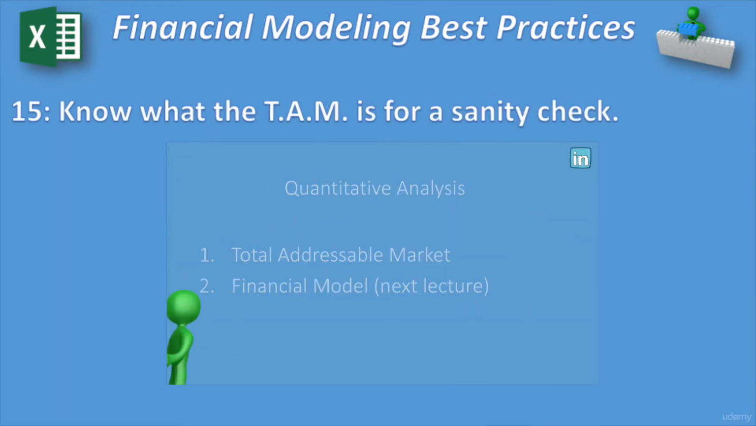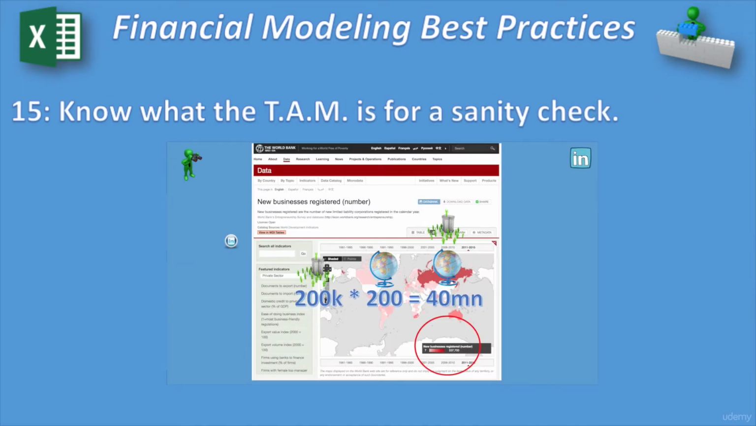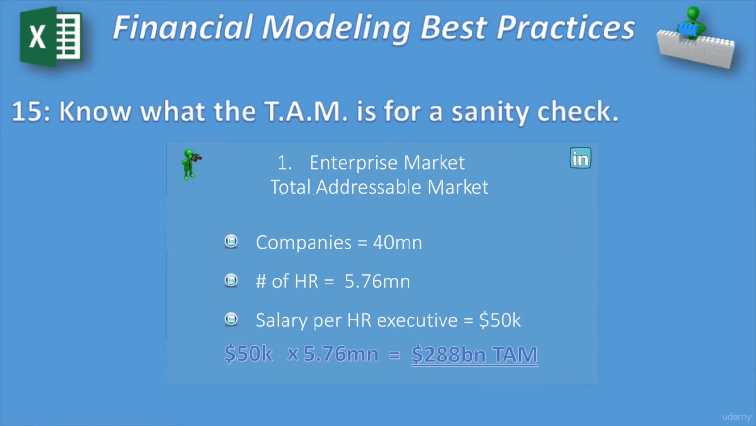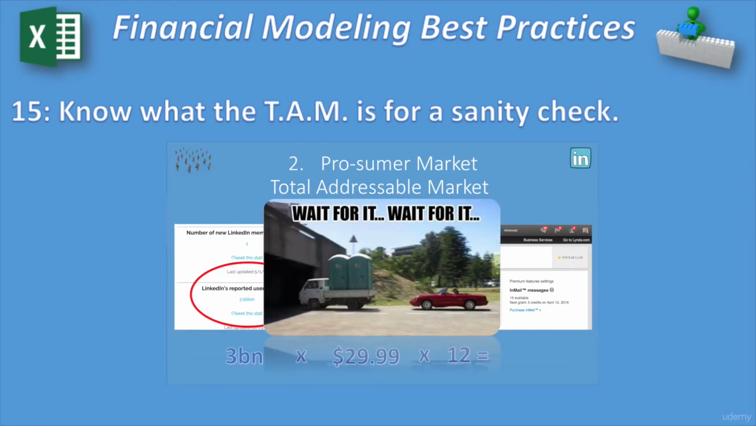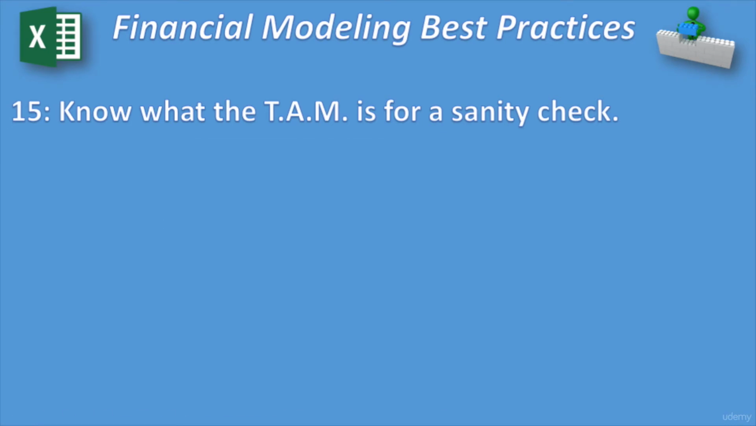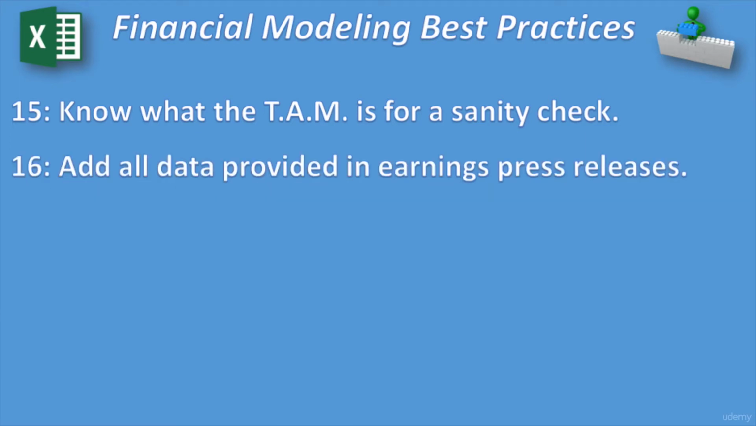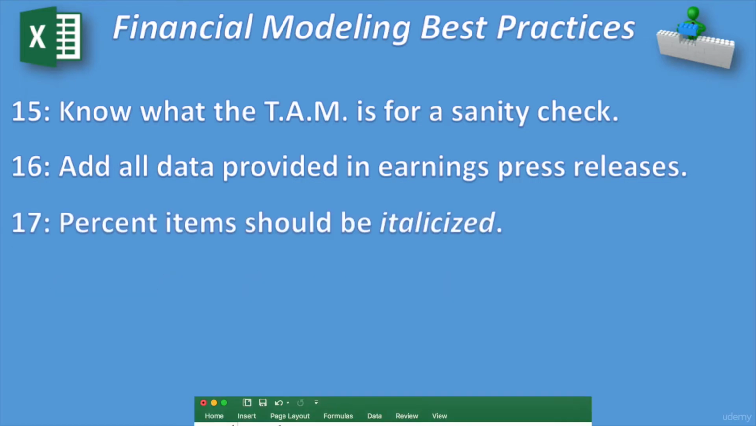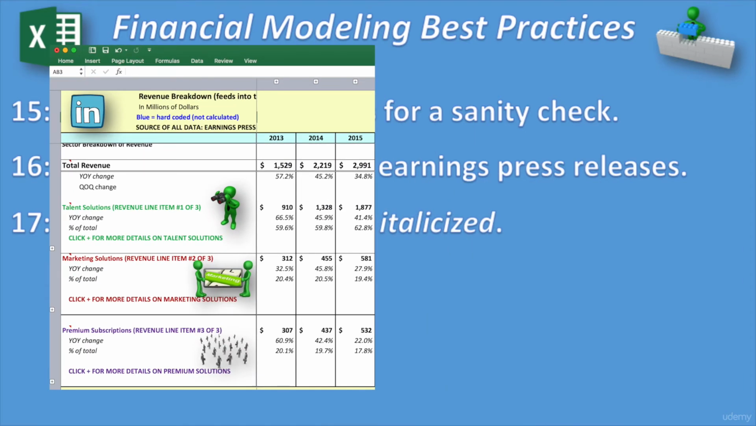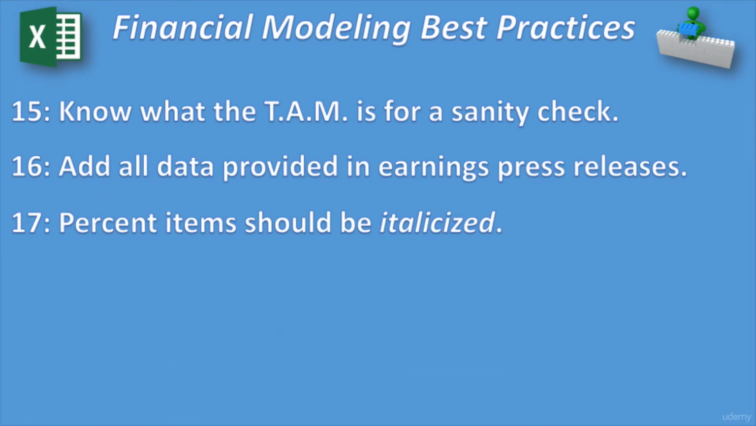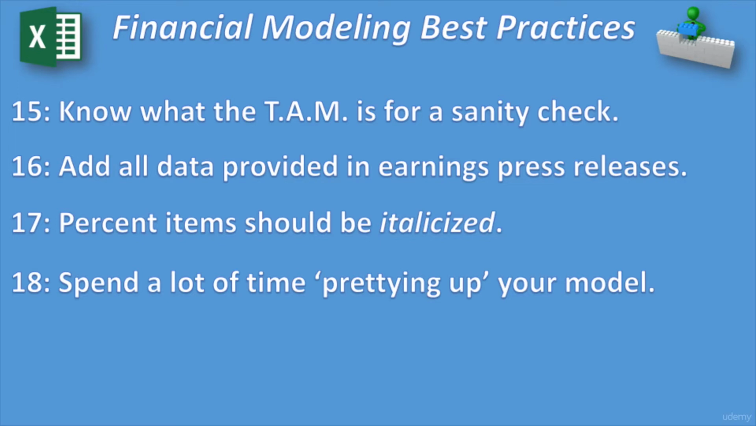Number 15, know the size of the market, right? The total addressable market for a sanity check. And I'll be doing this with the LinkedIn case study soon. Number 16, add every little piece of data that the company provides you in the quarterly earnings press releases to your model, even if you don't use it. Number 17, percent items should be italicized, right? Number 18, spend a lot of time prettying up your model. Make it look perfect, right? Even the formatting and everything.